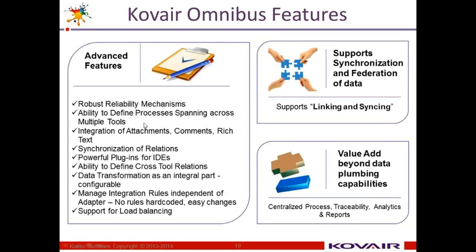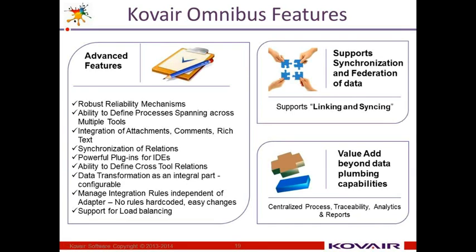Ability to define cross-tool relation. So Omnibus allows you to link items from different repository tools through the Kovair plugins. Data transformation. So now this is interesting. Sometimes it is required that the data is not passed as is to the other tool, but transformed in some way or the other. So we can do some calculations upon two or multiple fields to get a calculated value and then transfer it to the destination tool. Kovair provides you with an expression builder to define such transformation logic.